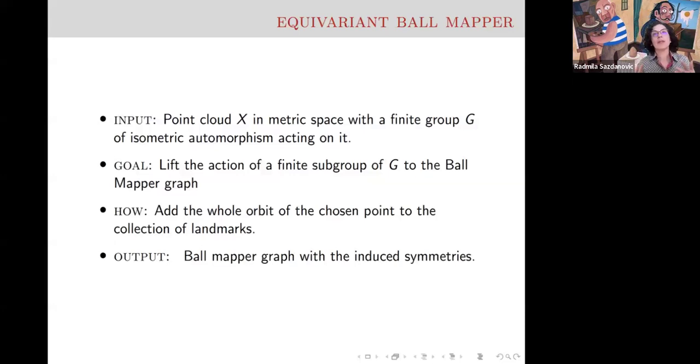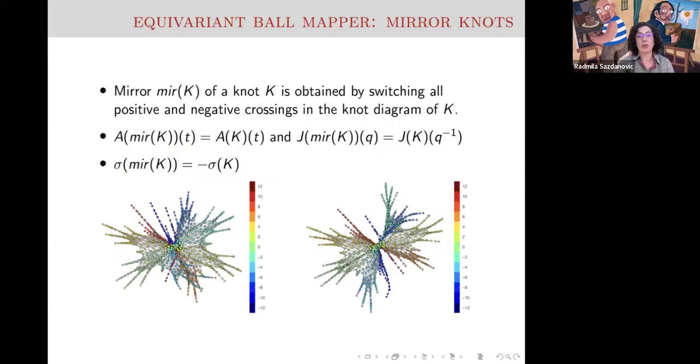First, I promised that we can visualize symmetries, or at least incorporate symmetries. The equivariant ball mapper extension is just for that. If you have a point cloud in some metric space with some finite group acting on it, or you just know that it exhibits some symmetry, we can lift the action of that finite group to the ball mapper graph by deciding that if we pick a point from the point cloud to be a landmark, we include the whole orbit of that point in our collection of landmarks. That would give us a ball mapper with the induced symmetries.